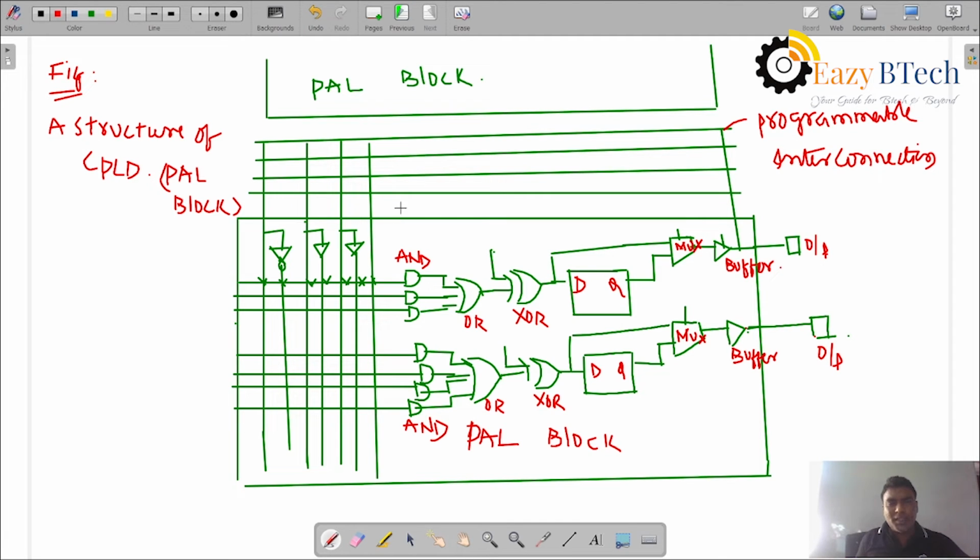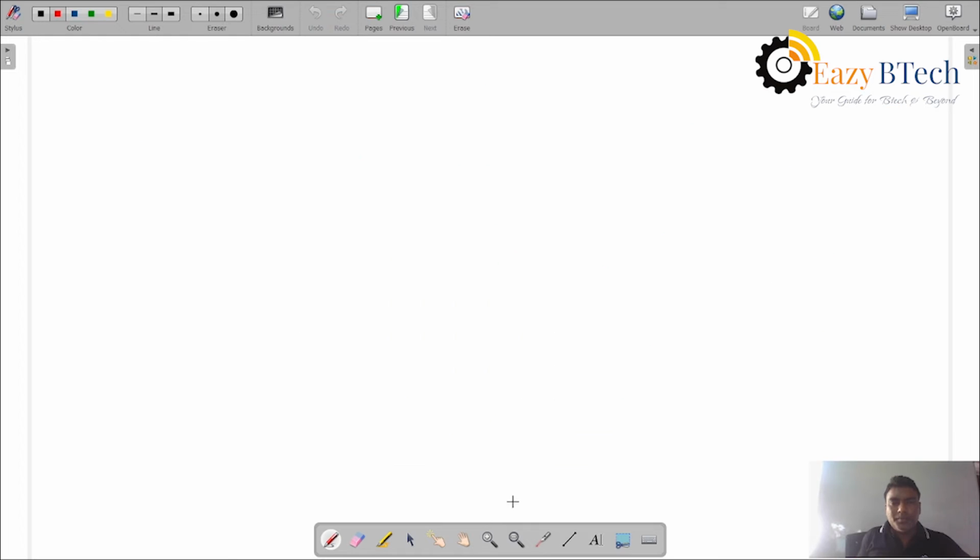From the programmable interconnection, the input lines are connected to the AND planes and OR gates, then the XOR gate. If the XOR gate input is taken as logic 0, so if the OR gate output is 0, then the XOR gate output is 0, and the data will not change. Then it will be connected to the D flip flop, multiplexer and buffer, and then to the output. So the AND plane is programmable in the PAL structure.